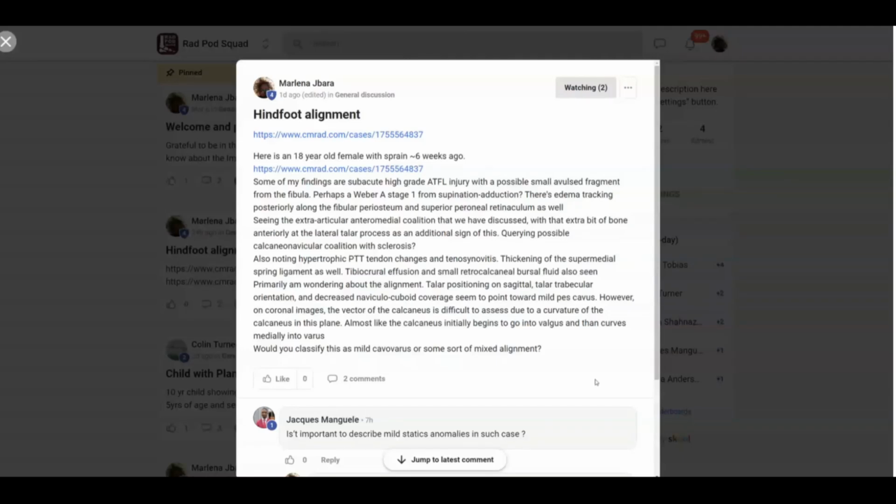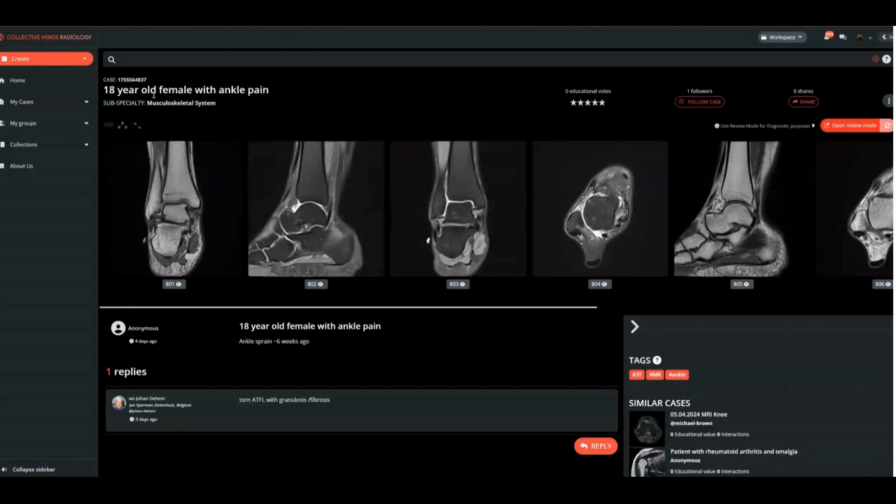This case presented for an 18-year-old female with an ankle sprain 6 weeks ago. The students note several findings, and we'll go through this very challenging case together. We've loaded it up already with collective minds. This is an 18-year-old with ankle pain. The sprain was 6 weeks ago.